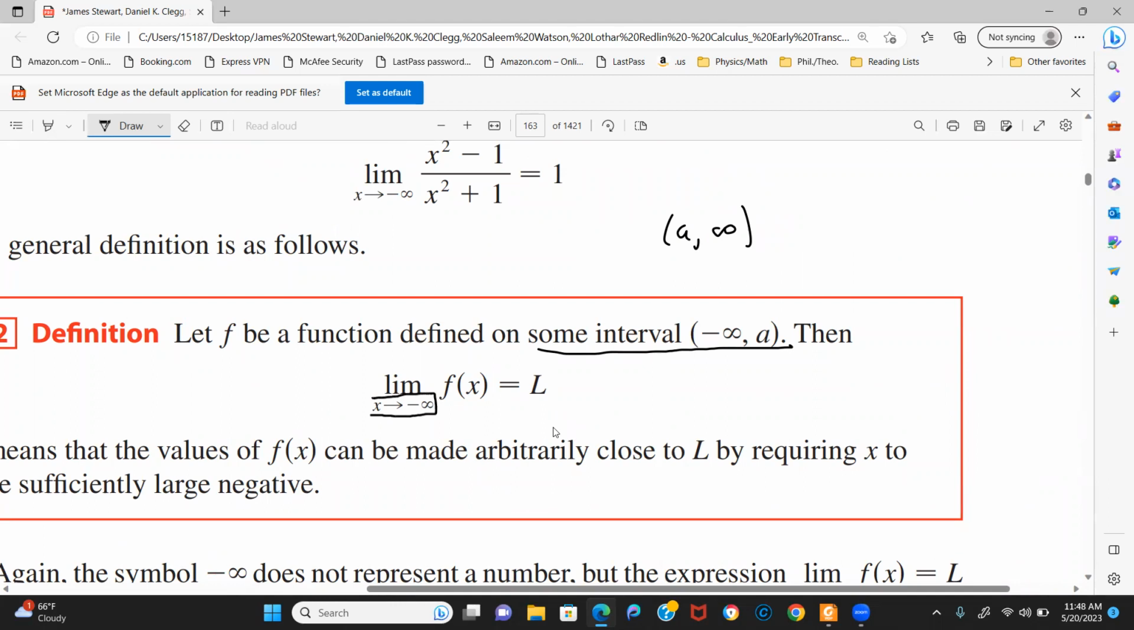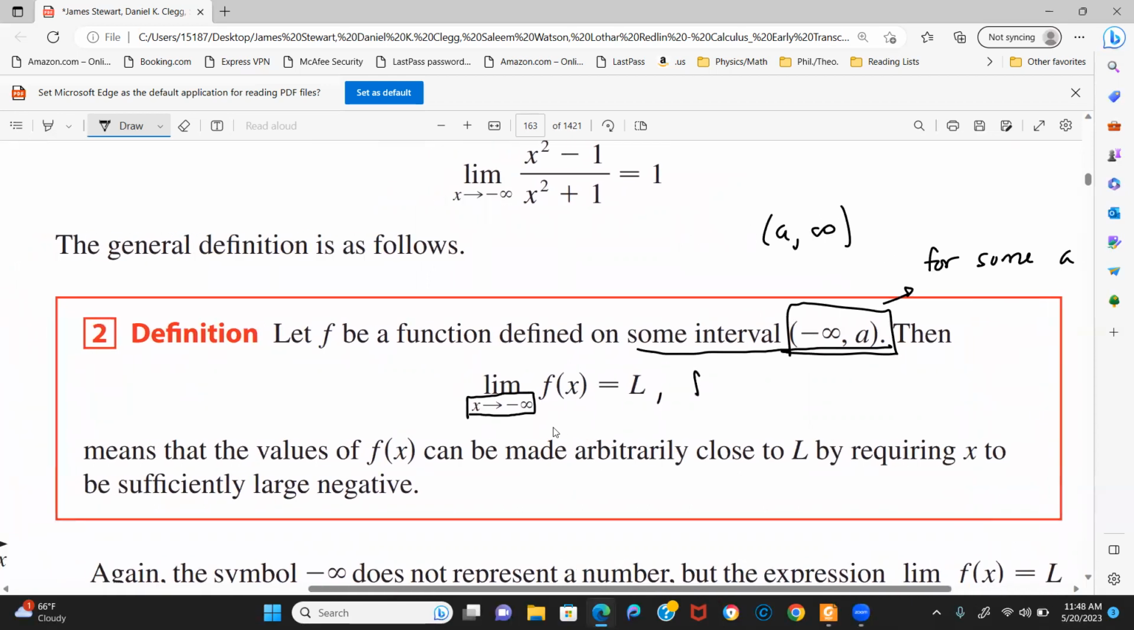We're taking a limit as x goes to negative infinity. And again, this is just for some a. You don't have to be defined on any such interval for some specific a. It's just some a, and maybe not all of these a's. And then again, this is for some real number L. It basically has the same meaning. It's not much different from the infinite limit.